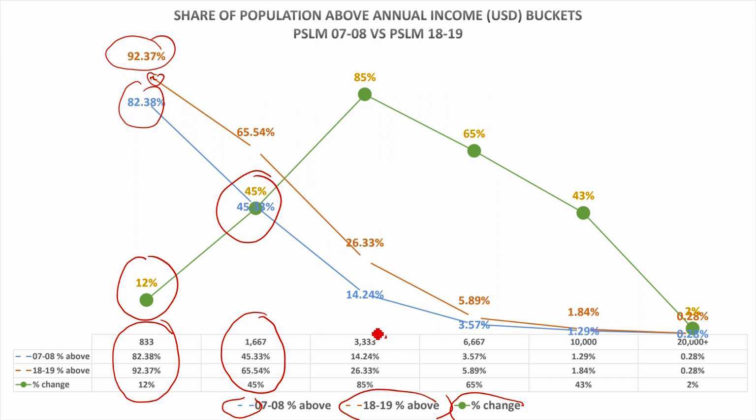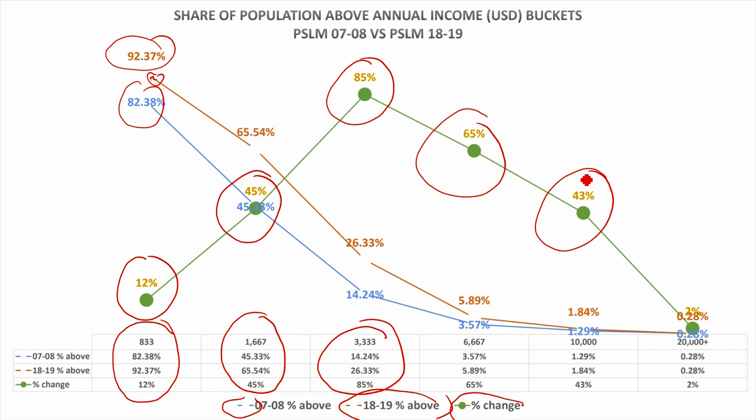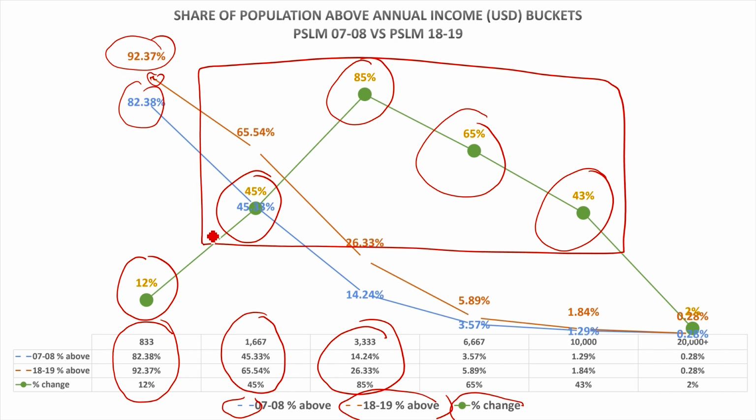But the biggest movement is here. In the $3,000 plus category, 14% of the population in 08 earned $3,000 or more. In 18-19, it's 26%, which is about 85% relative growth. 65% in the $6,000, 43% in the $10,000 chunk. So if you look at the biggest chunk of growth, and this is the good news about Pakistan, the biggest chunk of growth in the last 10 years has happened in the middle segments, from $1,600 to $10,000.